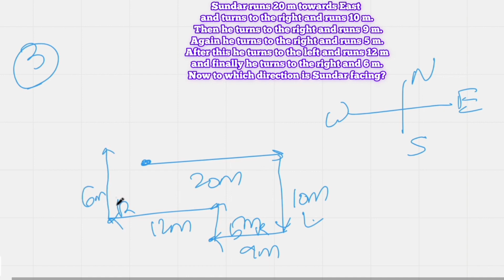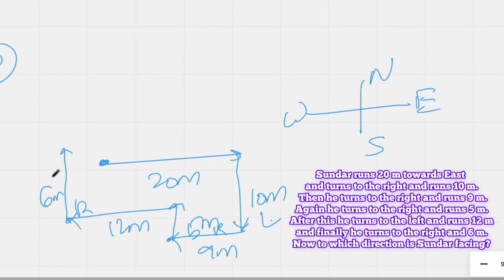They are asking, now in which direction is Sundar facing? They are not asking about the meters from the initial point. They are simply asking which direction Sundar is facing. So you need to see what the question is asking in front only. Simply draw the diagram without mentioning these directions and all. In which direction is Sundar facing? Upwards means north. So Sundar is facing the north direction. Okay, so this is the simplest solution.